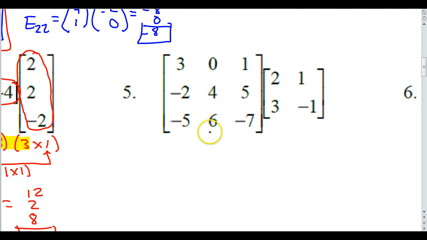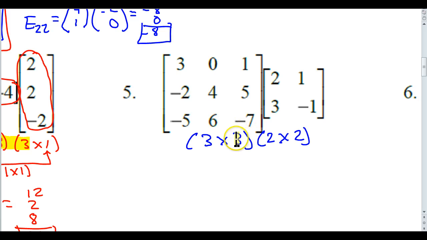Okay, looking at the dimensions here, this is a 3 by 3 matrix, 3 rows, 3 columns. So I know this is a 3 by 3. This matrix is a 2 by 2 matrix, all right? It has 2 rows and 2 columns.